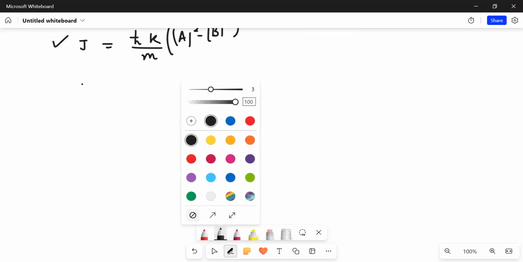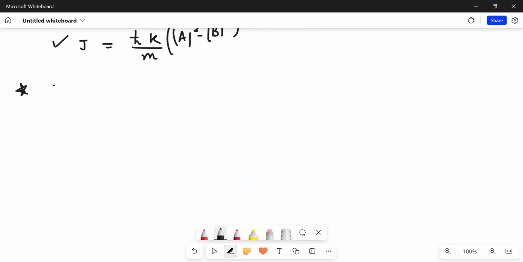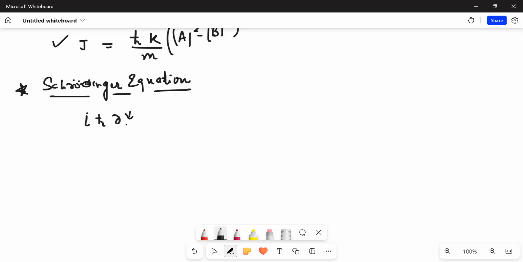Now let us discuss something about the Schrödinger equation. So far we have seen the Schrödinger equation where we have written it in this form. Today we are going to see the time independent Schrödinger equation. Okay, so till now we have seen that the Schrödinger equation has been written this way.